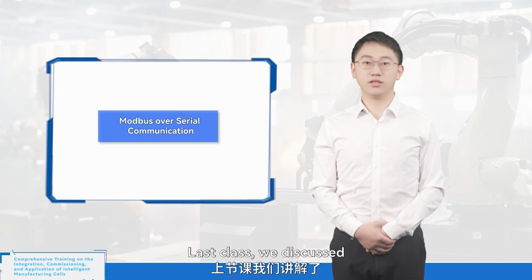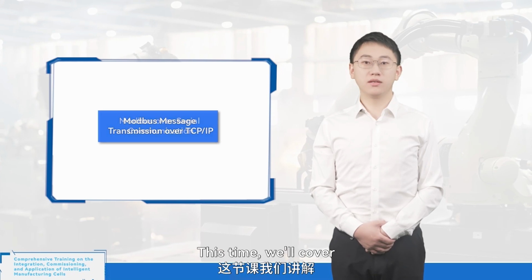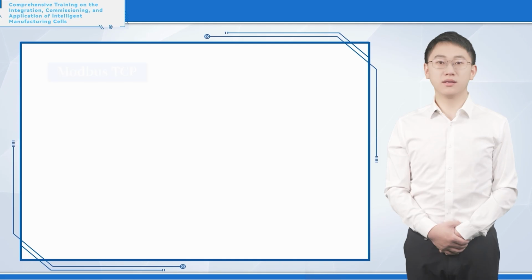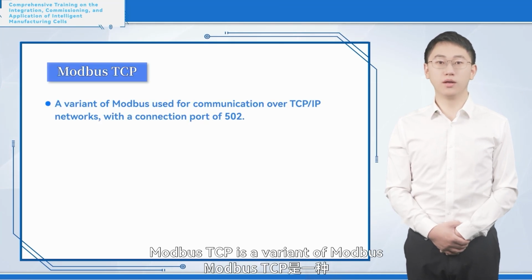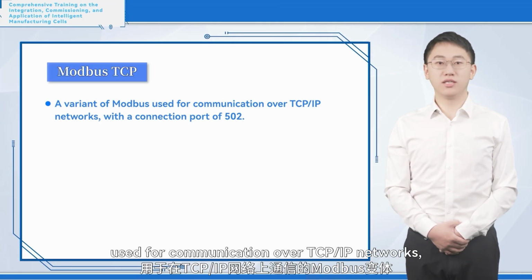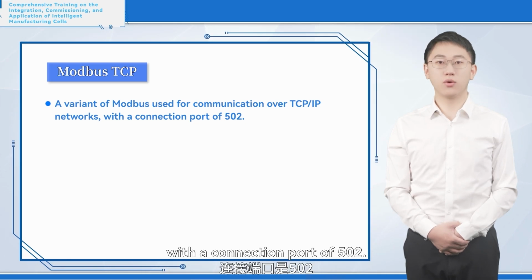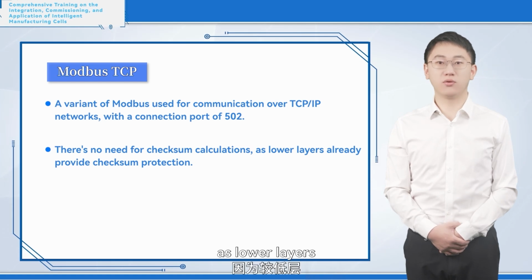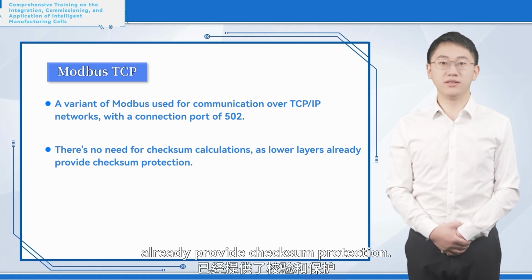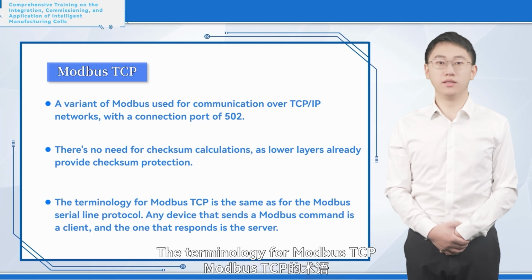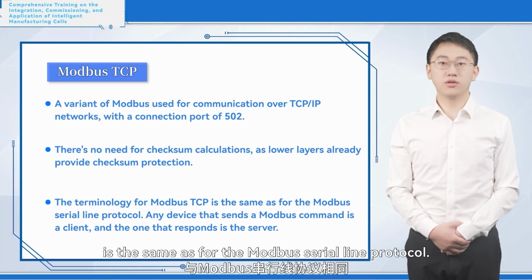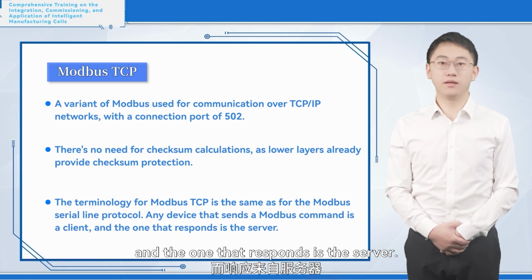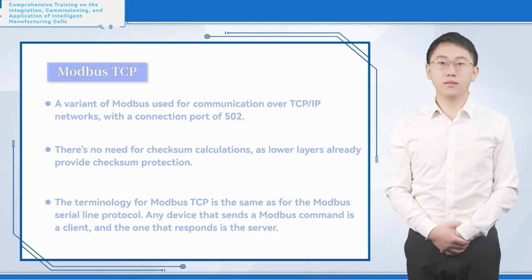Last class, we discussed Modbus over serial communication. This time, we'll cover Modbus message transmission over TCP/IP. Modbus TCP is a variant of Modbus used for communication over TCP/IP networks, with a connection port of 502. There's no need for checksum calculations, as lower layers already provide checksum protection. The terminology for Modbus TCP is the same as for the Modbus serial line protocol. Any device that sends a Modbus command is a client, and the one that responds is the server.